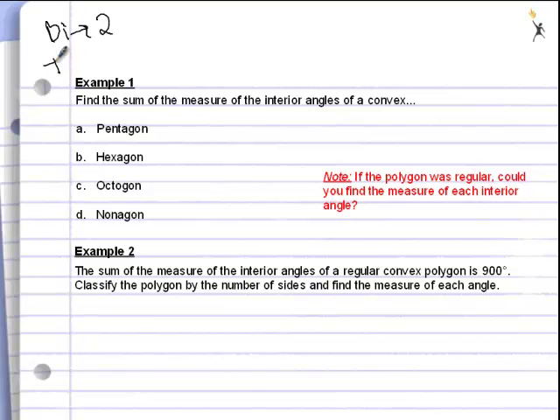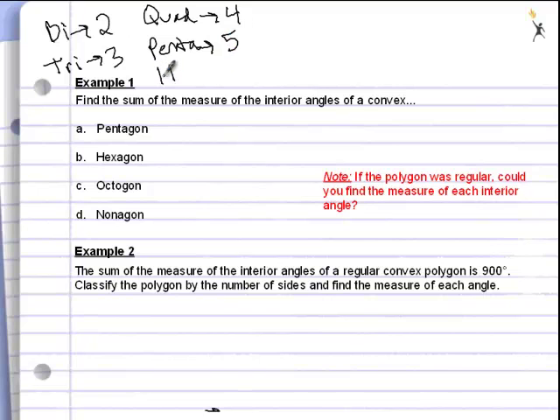Then we have the prefix tri. And tri, you already know, with tricycle and triangle, is 3. Then we have quad, and some of you already know this because you have ridden quads. A quad has 4 wheels. A quadrilateral has 4 sides. Then we go to penta. And some of you are already familiar with penta because of the Pentagon in Washington, D.C. The Pentagon has 5 sides.